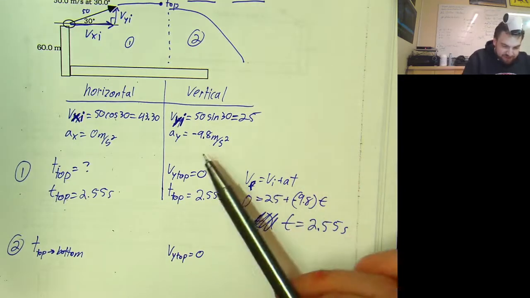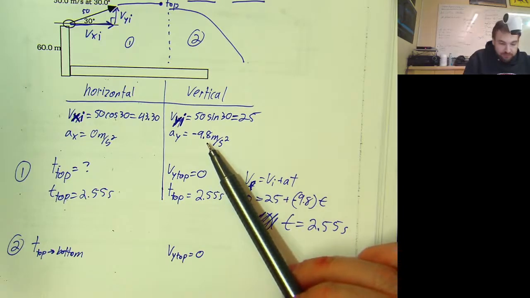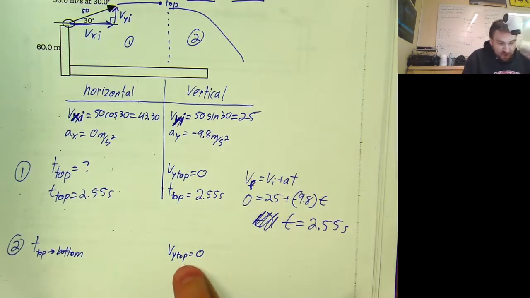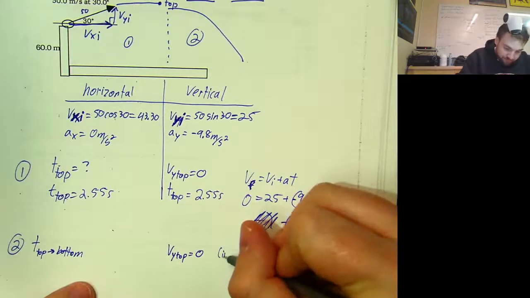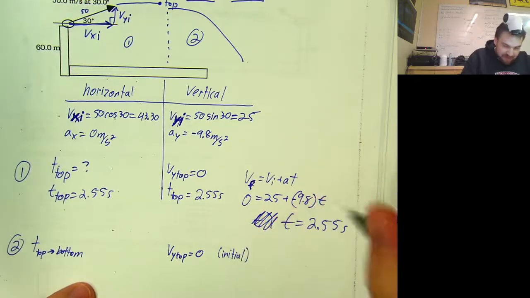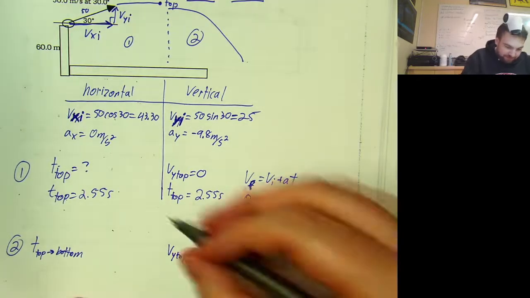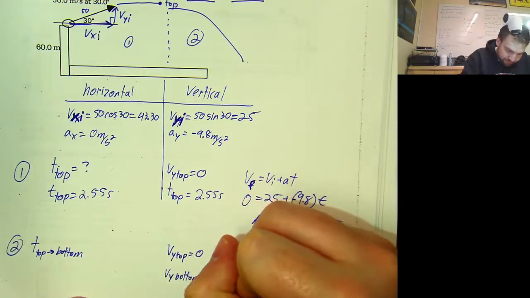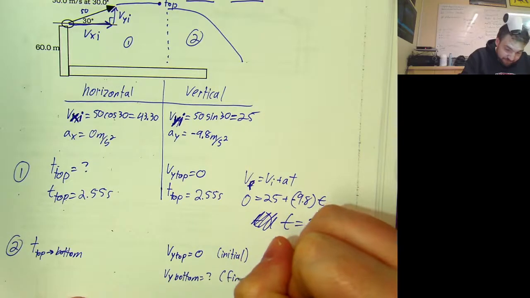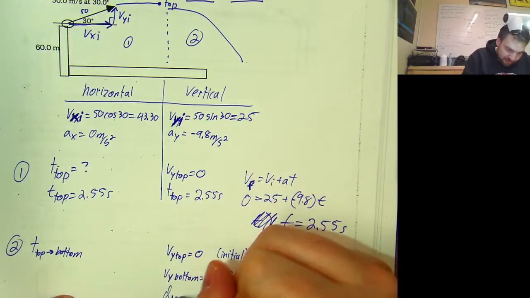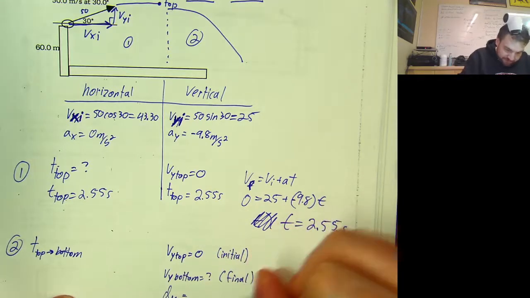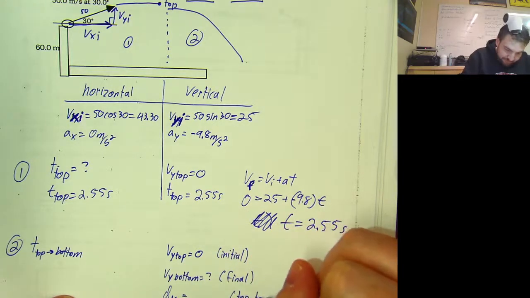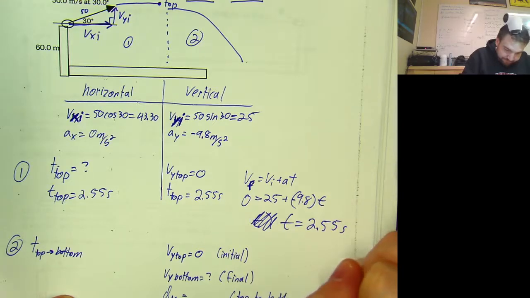We have the acceleration. This is going to be our initial speed for stage 2. I don't have a VY final, so VY bottom equals question mark. That's our final speed. I don't have dy either, because this one's top to bottom.